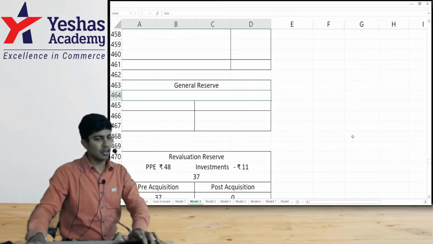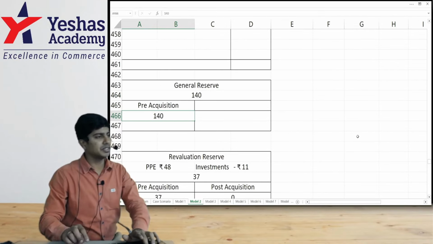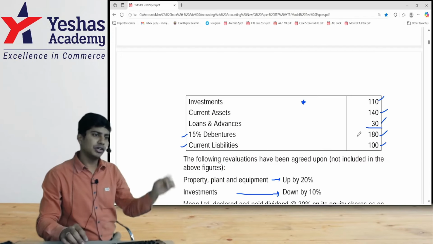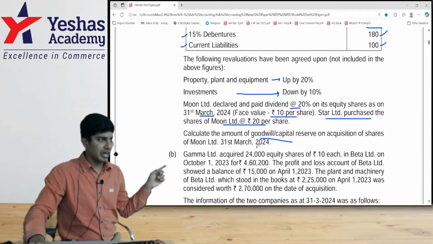Now I do general reserve. How much was general reserve? 140. And this entire 140 is pre-acquisition. So how about post? Have they told that there are any profits earned after the acquisition?